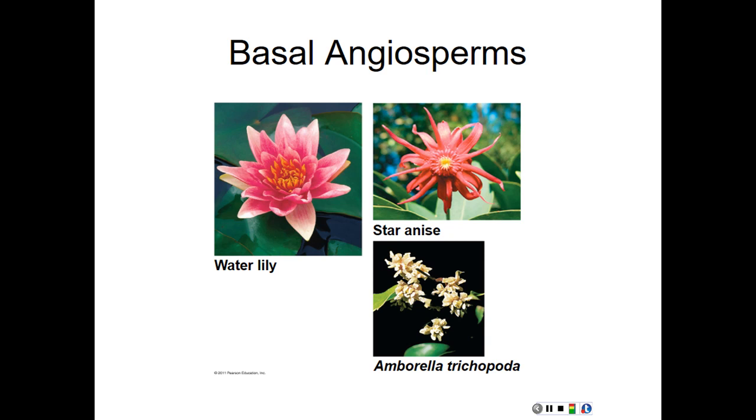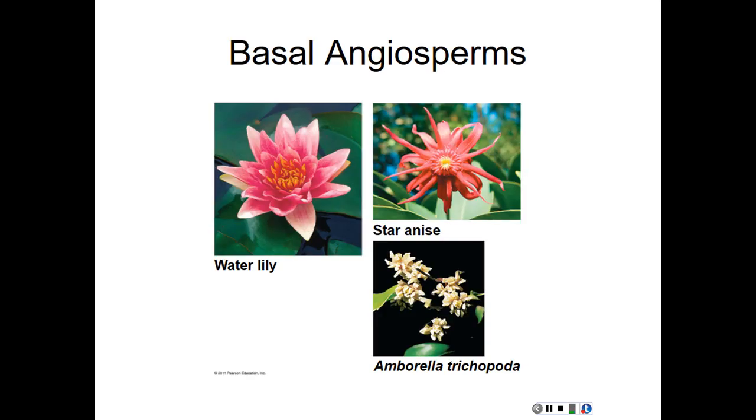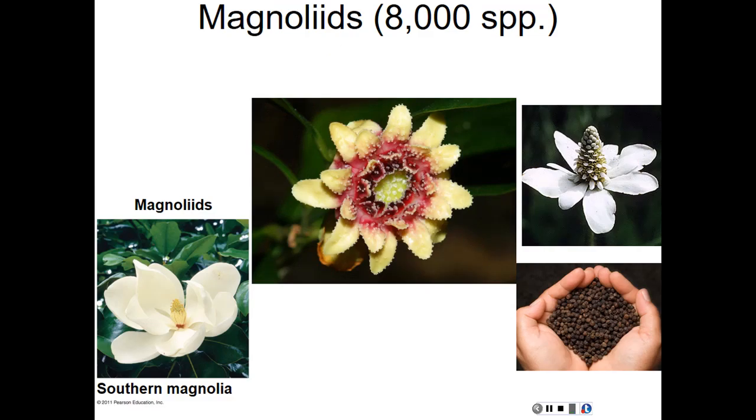We also have in this group the water lilies, and also the star anise. And yes, that is the same plant that gives you the flavoring. So those are our basal angiosperms, more closely related to the further back common ancestor of the angiosperms. All right, so let's talk Magnoliids.